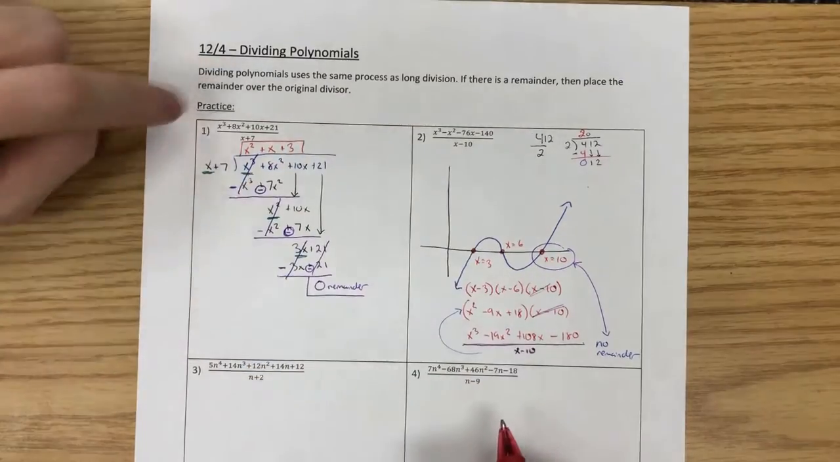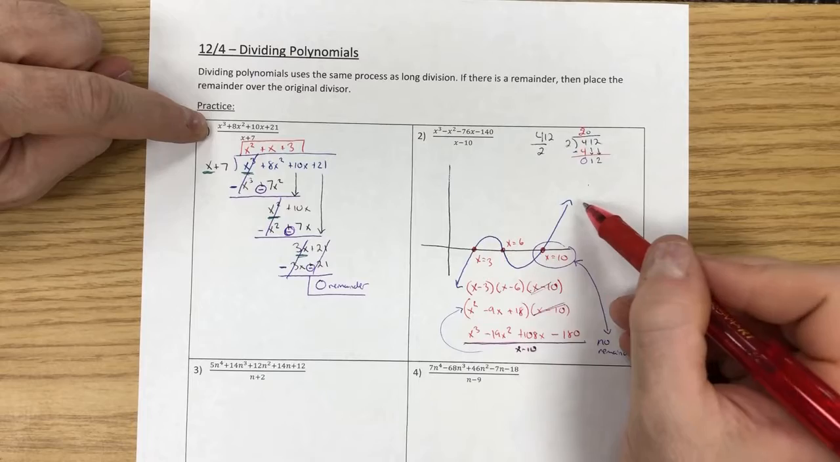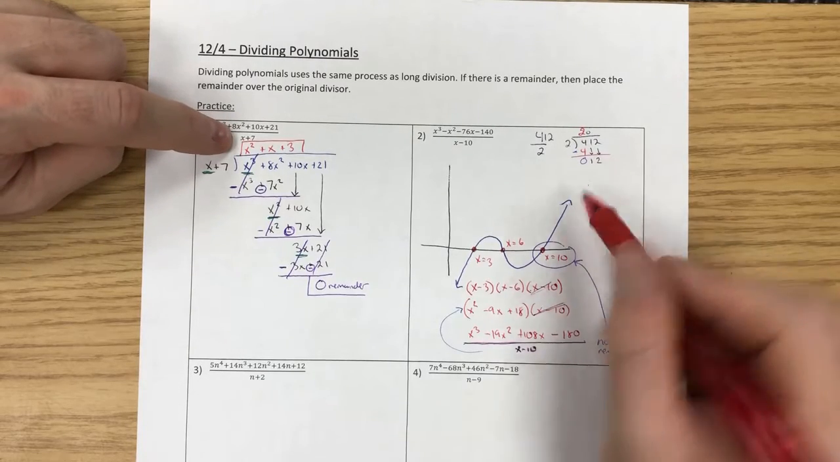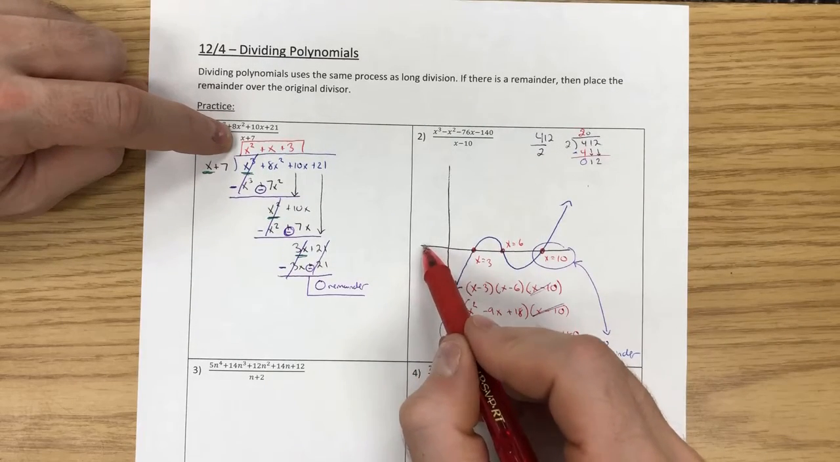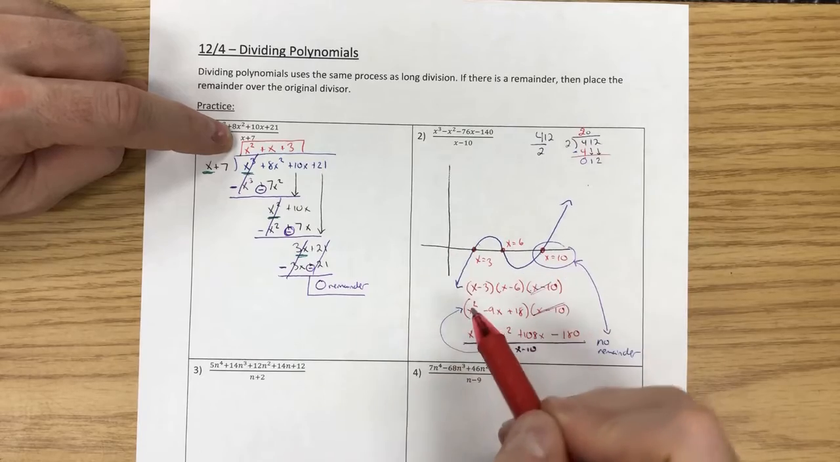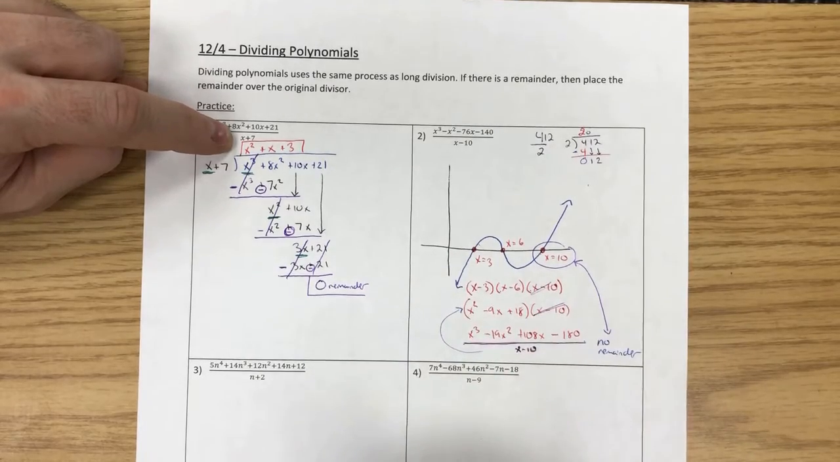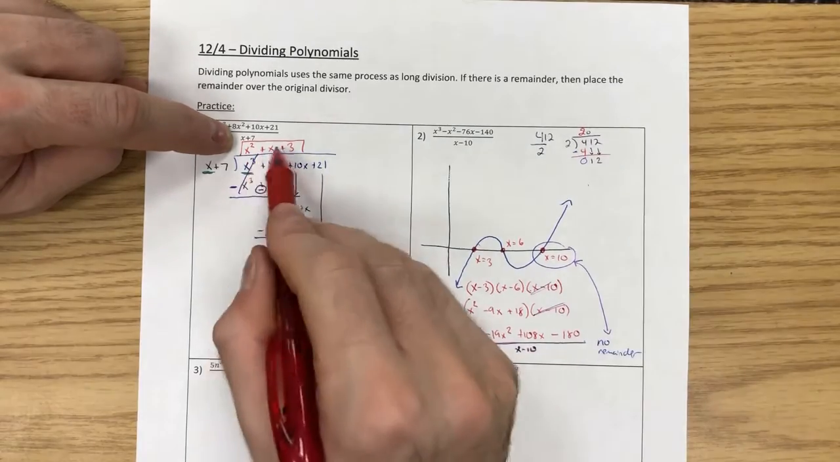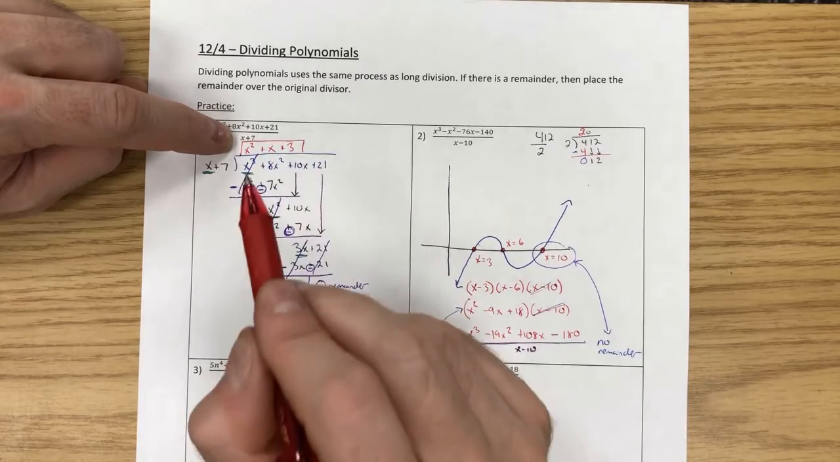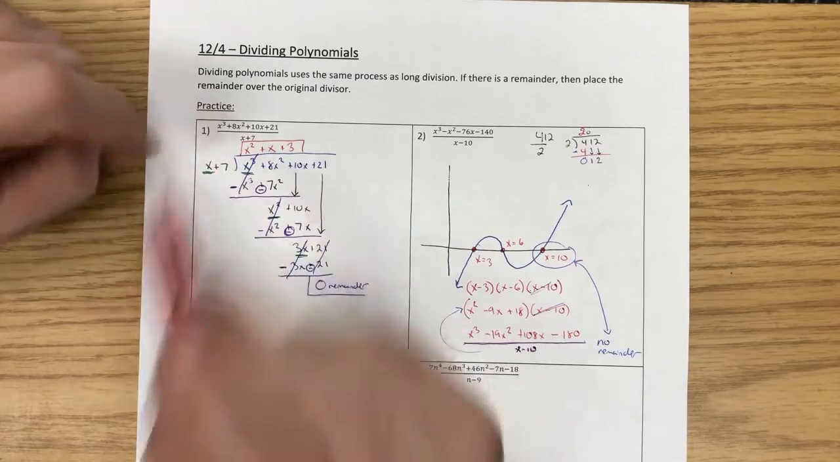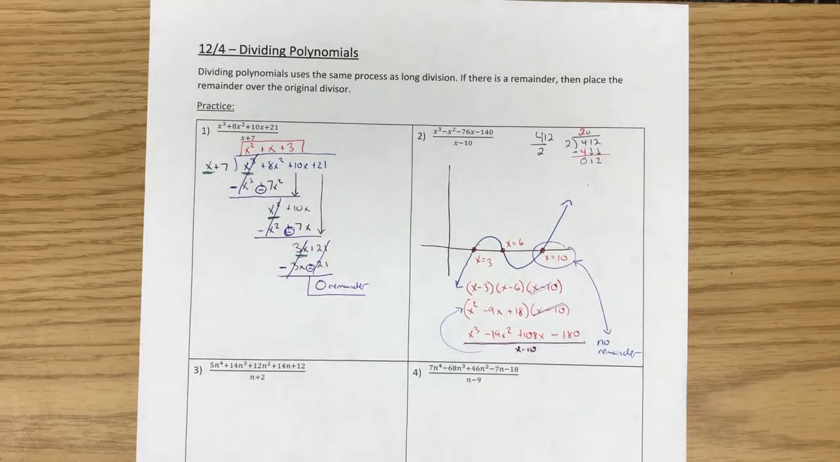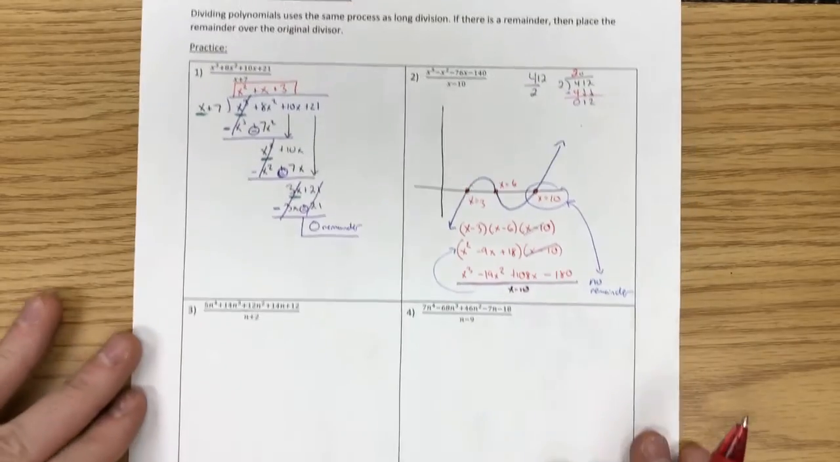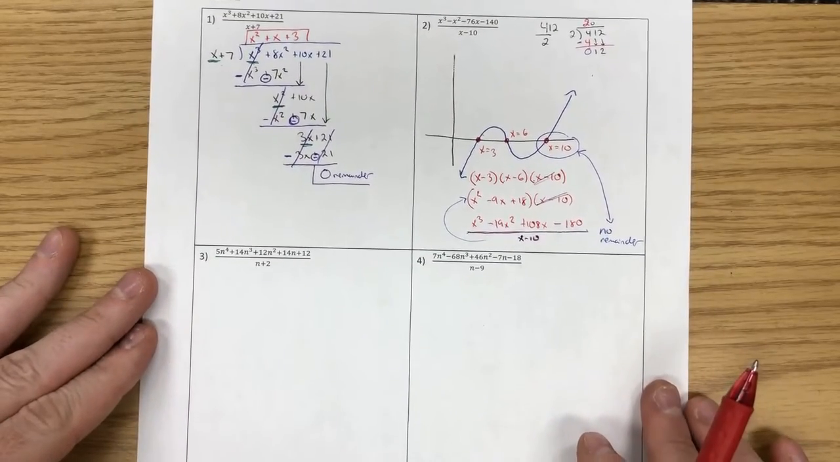So if I were to graph this like I did over here, that would mean that x plus 7, or negative 7 on the x-axis, is going to be a root. We found one of them. So awesome. That works. A zero remainder means that that is the exact answer and that that is a root of this polynomial. So now that you've kind of seen how it's done, try the next one.